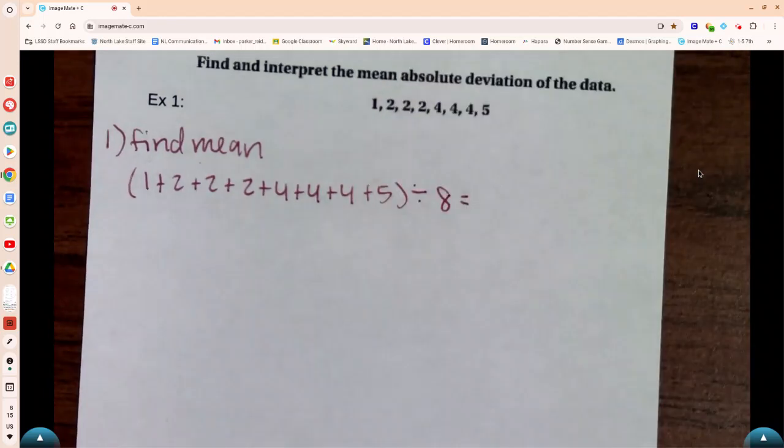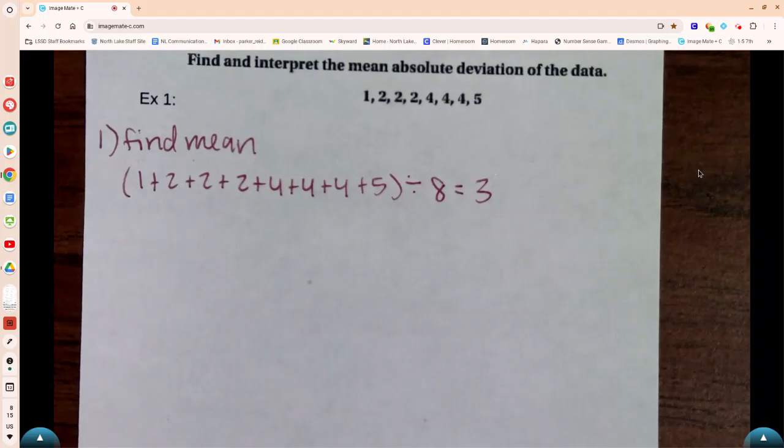Remember, in your calculator, you got to put all the addition in parentheses or do the addition, press equals, and then do the division. That's going to give you 3. So our mean is 3. A way to describe the average would be 3.